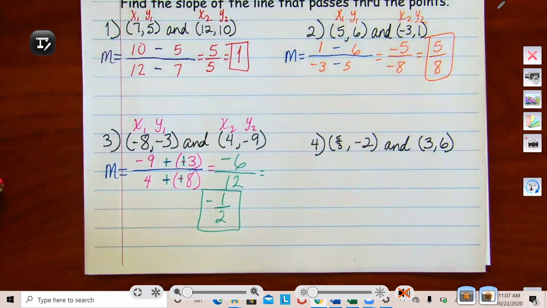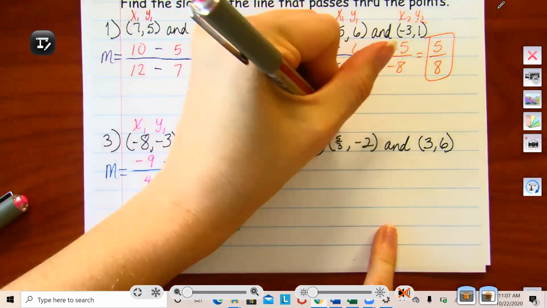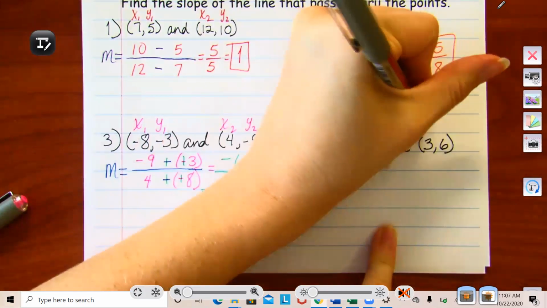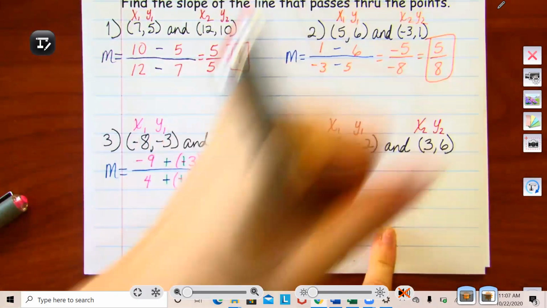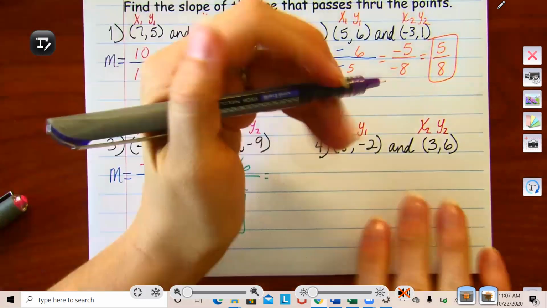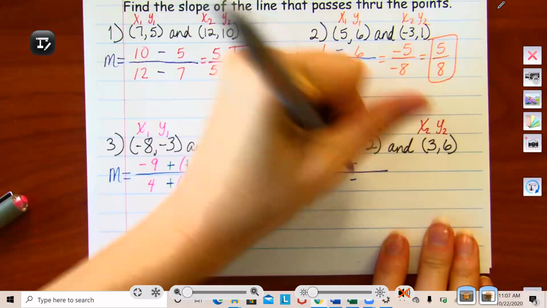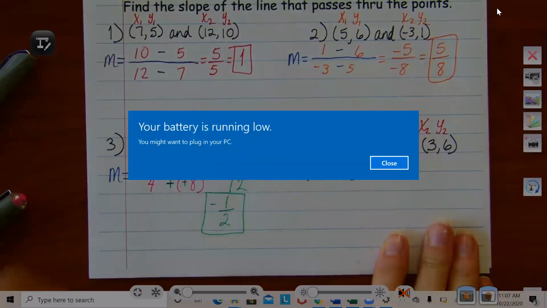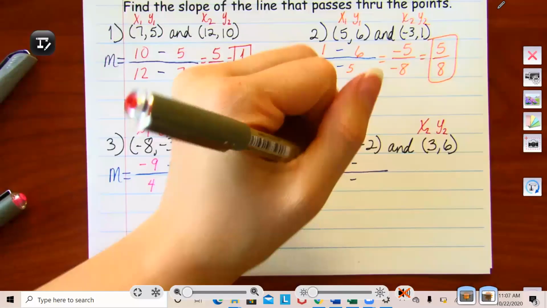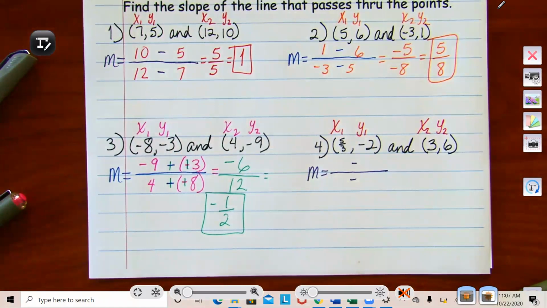All right, number 4, same thing. That's x1, y1, x2, y2. So, low battery. Do have my cord.